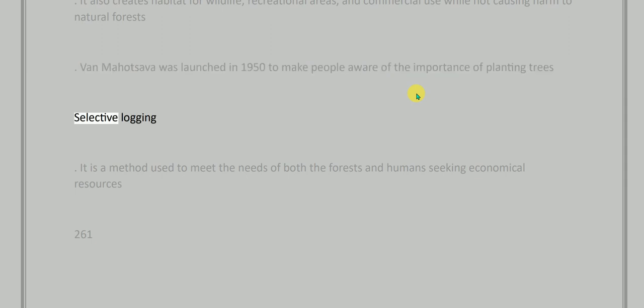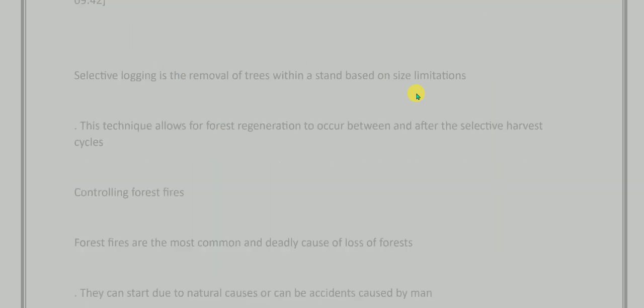Selective logging. It is a method used to meet the needs of both the forests and humans seeking economical resources. Selective logging is the removal of trees within a stand based on size limitations. This technique allows for forest regeneration to occur between and after the selective harvest cycles.